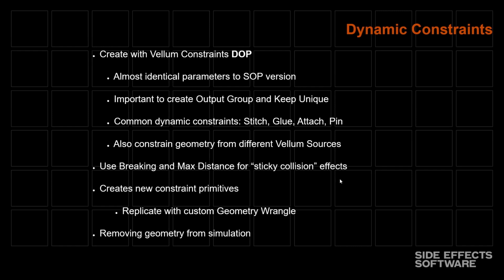And finally, we'll look at how you can remove geometry from the simulation. This is a little trickier than it might otherwise be, because you need to keep the point numbers in agreement between the geometry data and the constraint geometry data. So we'll look at how you do that if you want to remove points from the simulation.